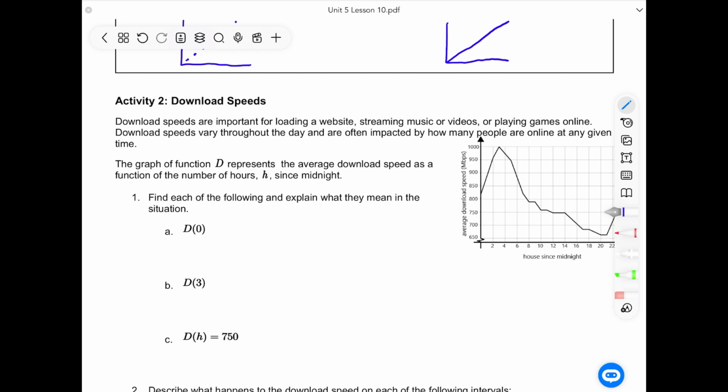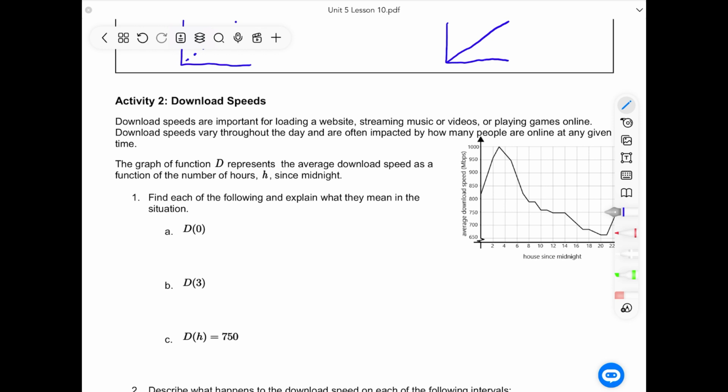So now Activity 2, again, some of you may have already done this. If so, check your answers and then move forward. But this problem relates to download speeds. Download speeds are important for loading a website, streaming music or videos, or playing games online. Download speeds vary throughout the day and are often impacted by how many people are online at any given time.